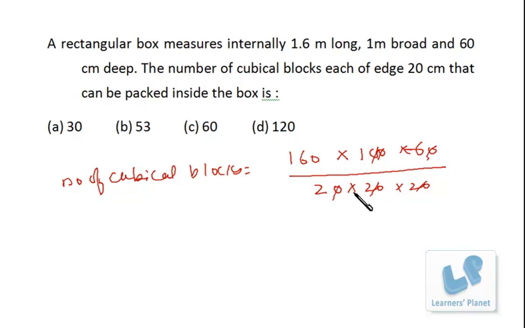Okay, just simply solve it. So it's 40 into 3. 120 cubes can be packed inside that rectangular box. Okay, very simple.